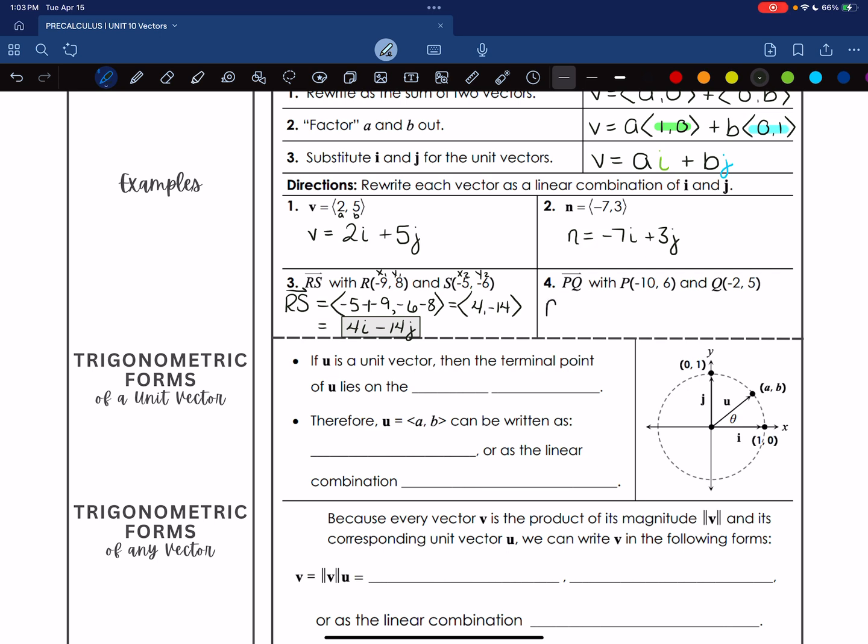And lastly, why don't you try example number 4? Begin by writing the vector PQ in component form, and then write it as a linear combination of i and j. Would you guys take a moment? Try that now.